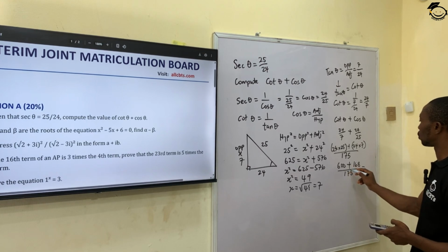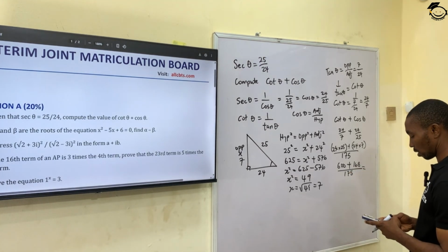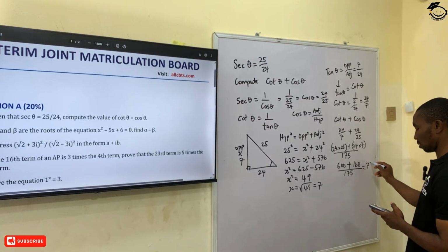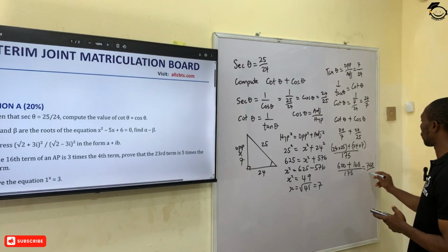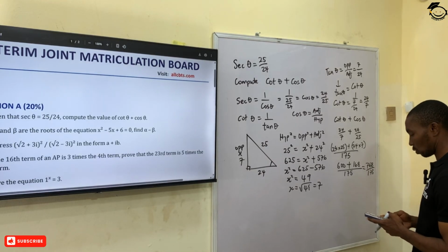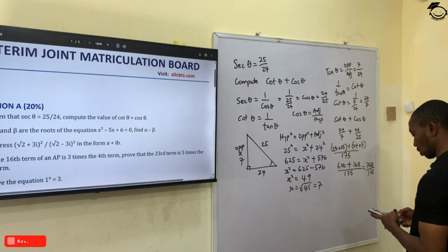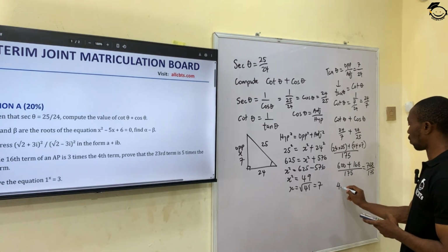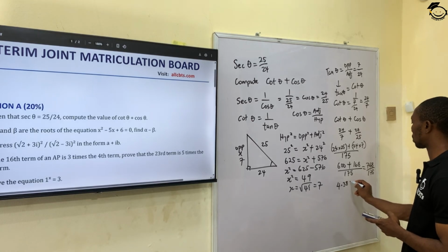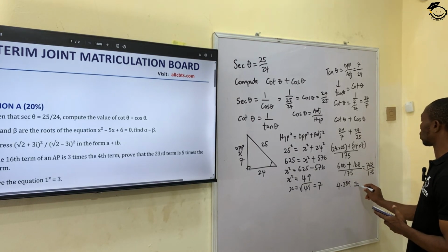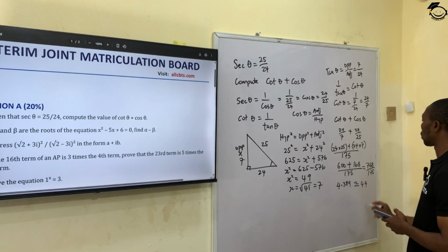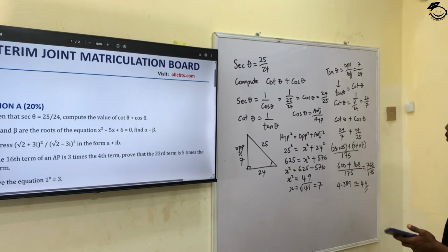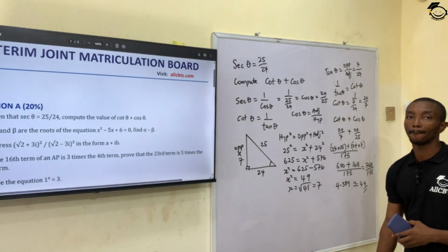So adding these two, we are having 168 plus 600, that will give us 768 over 175. So 768 divided by 175 would give us 4.389, which is approximately 4.4. So our cot theta plus cos theta will give us 4.4.